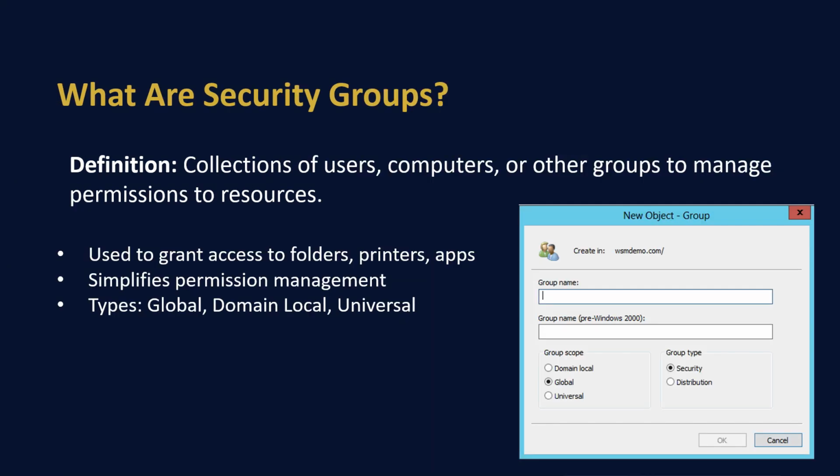Moving on, security groups are the other half of the access equation. A security group is a collection of users, computers, or other groups used to manage permissions to resources. Security groups are the primary tool for access control. They are used to grant access to folders, printers, and applications. They are powerful because they simplify permission management. Instead of assigning permissions to 100 individual users, you manage the group's access once, and all the members inherit that access. The main types we encounter are global, domain local, and universal. We'll come back to this in a second.